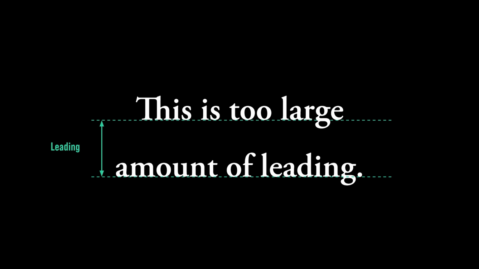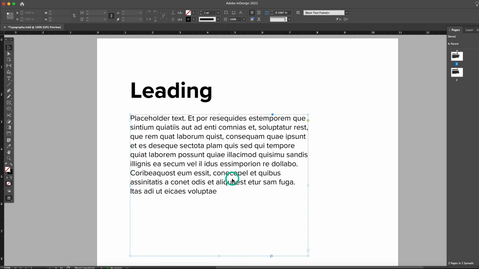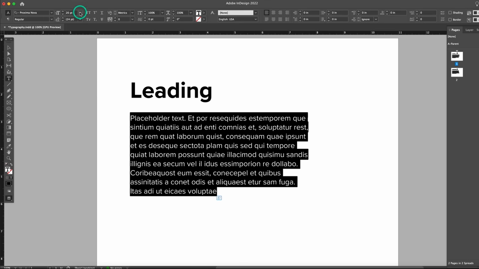You don't want your lines to be right on top of each other with the ascenders and descenders clashing, as it's not going to look professional and it'll be hard for the viewer to read. You also don't want your line spacing to be too far apart that it becomes hard to read the lines together or to see what is part of the same paragraph. A good rule is to have your leading at 20% more than the size of your font. The default size for your leading is always going to be 20%.